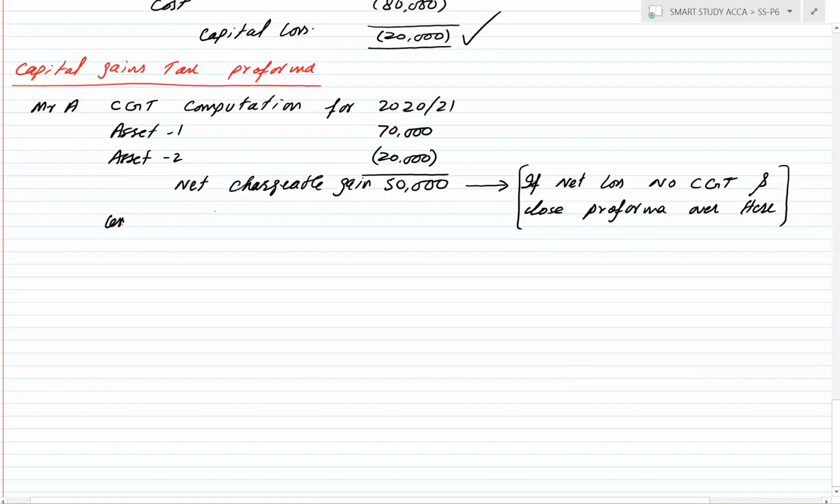Over here we will deduct the annual exempt amount. So what is the annual exempt amount? This is basically a fixed relaxation available to every individual every year. And the amount is 11,300.